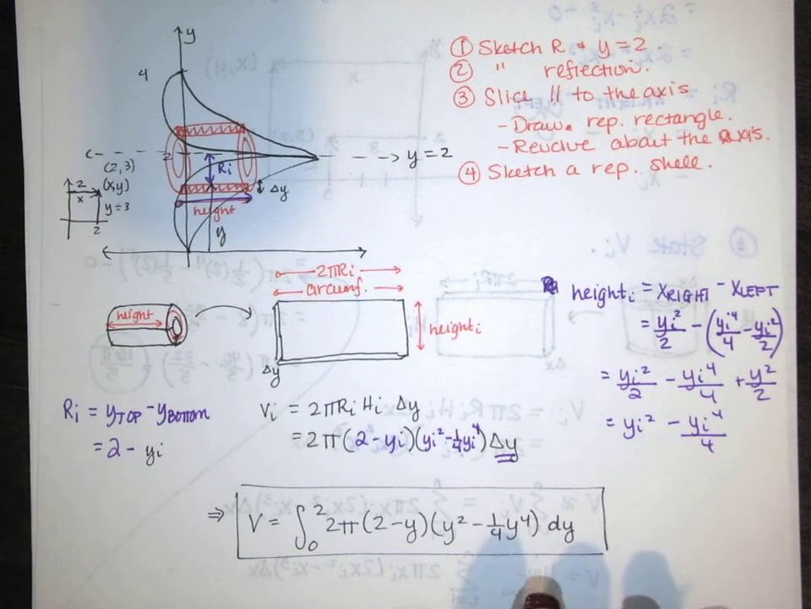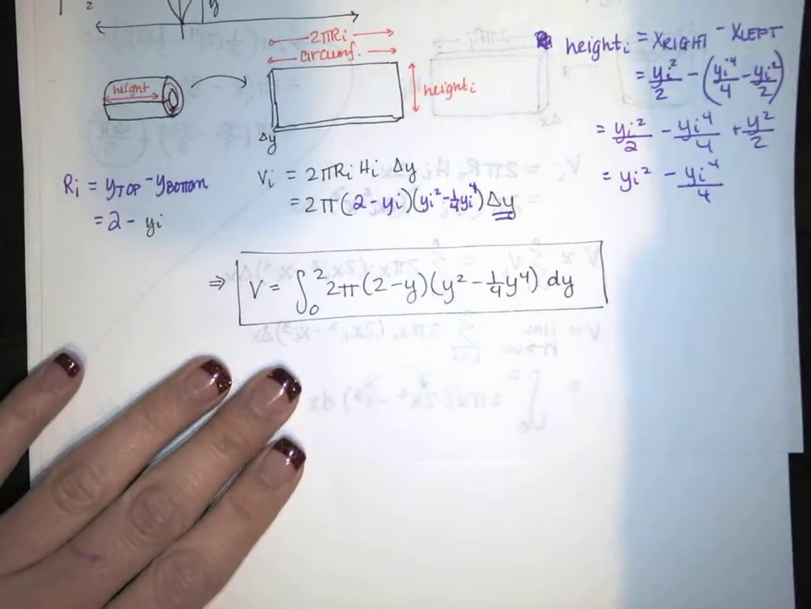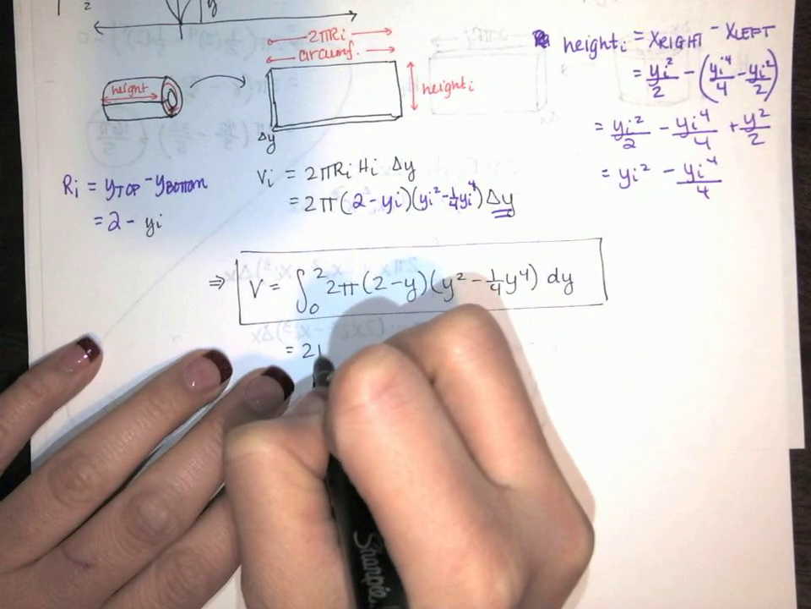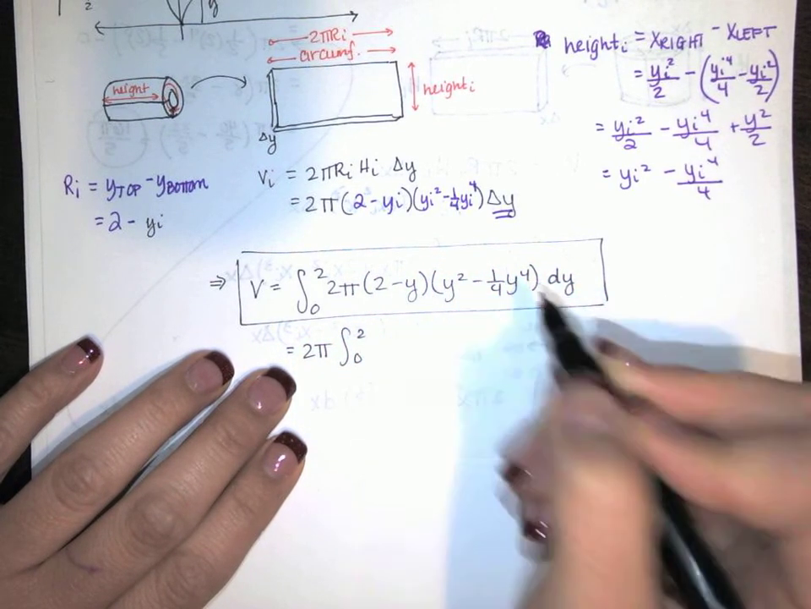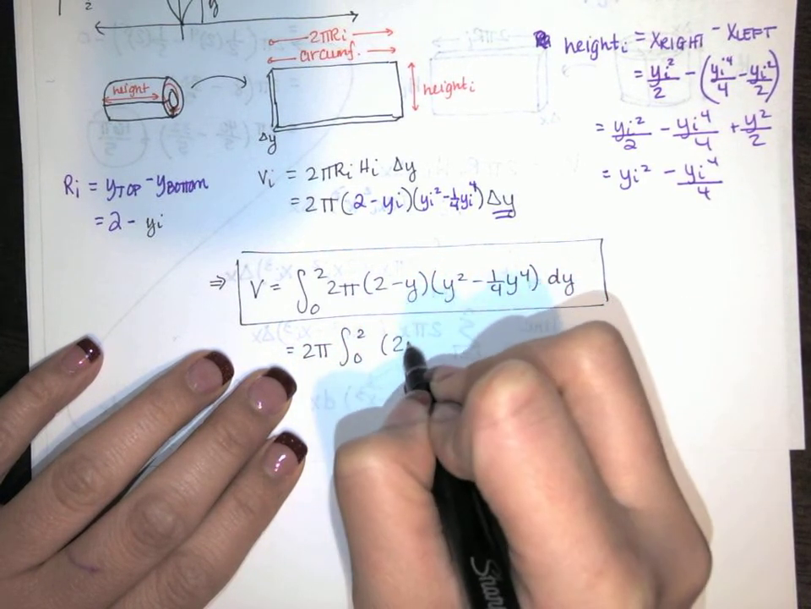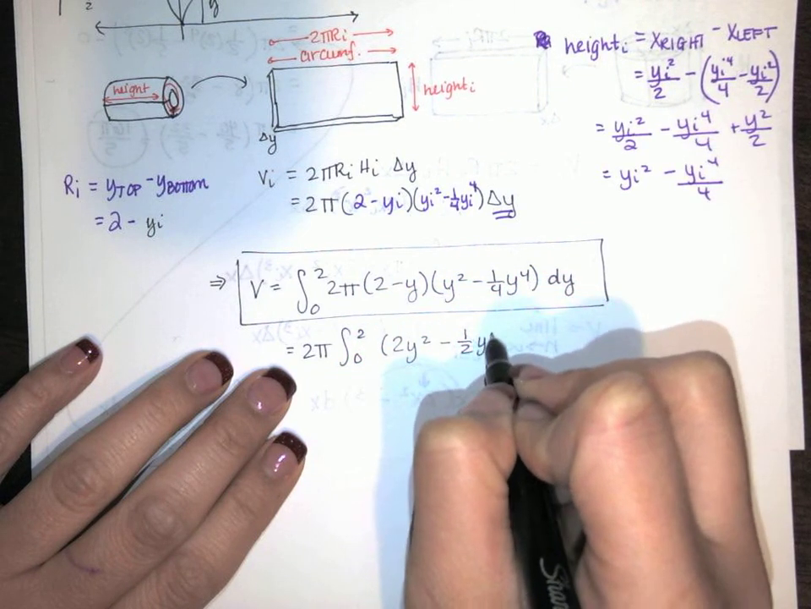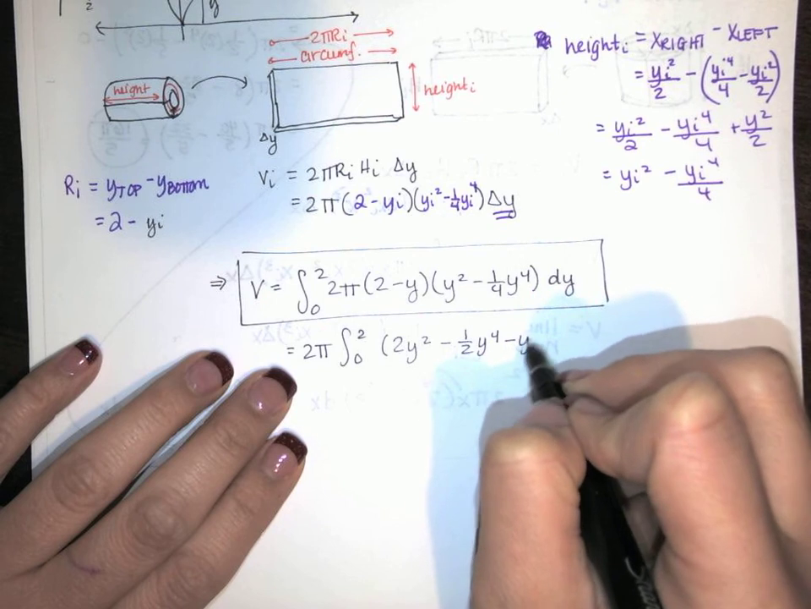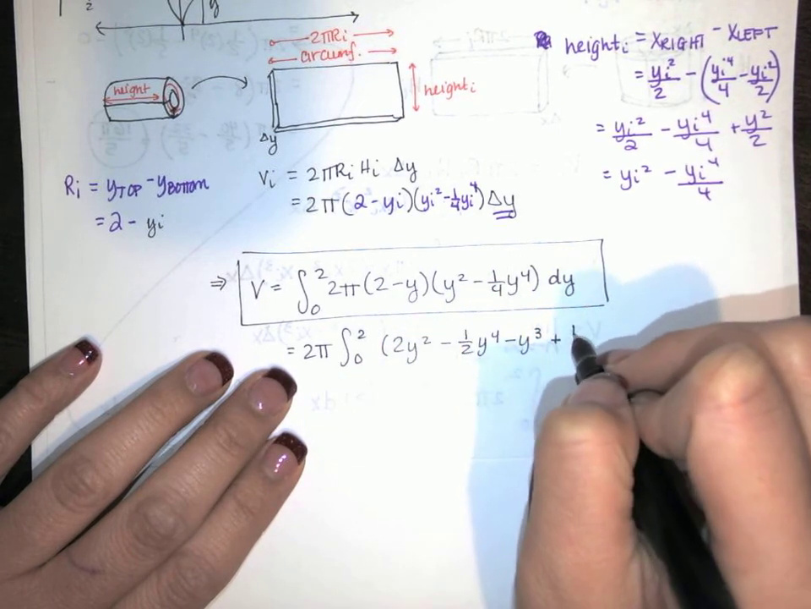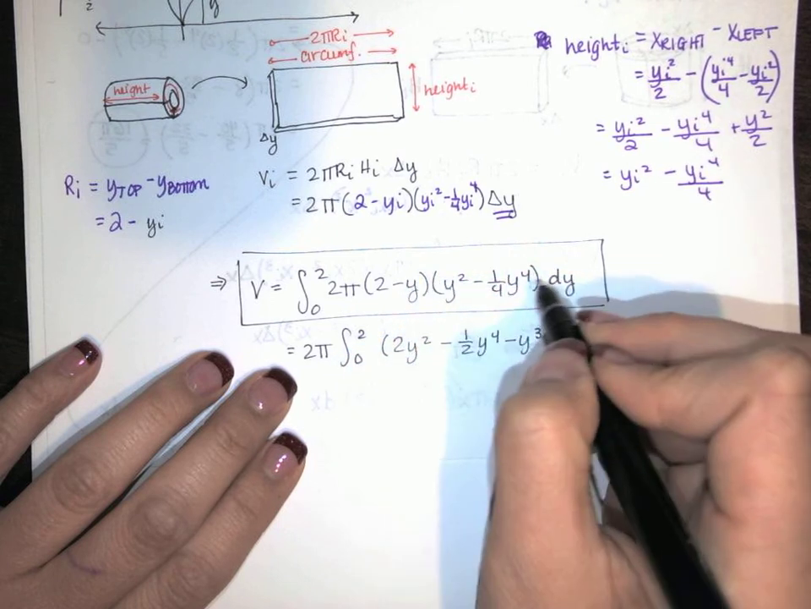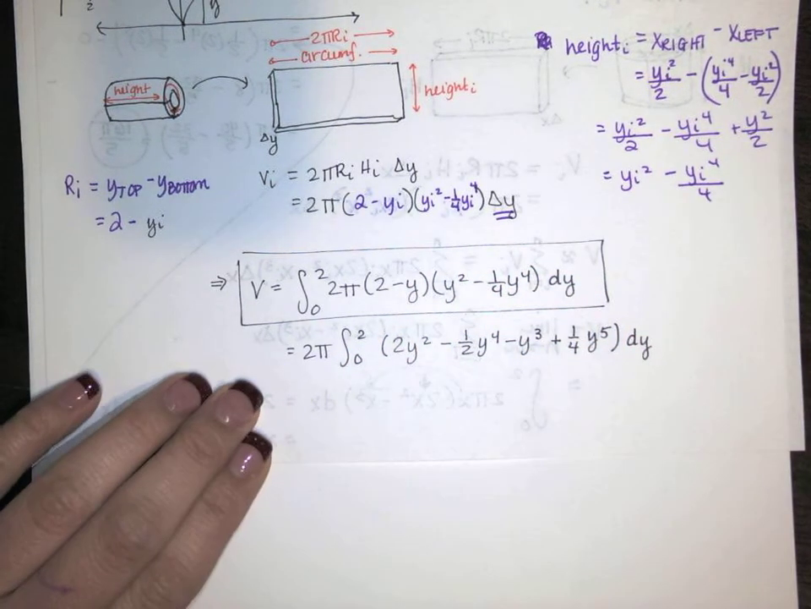Now, in order to evaluate this, I can't just take the integral of that and take the integral of that and multiply. It doesn't work that way. There is no product rule for integrals. What you've got to do instead is factor out that 2 pi and then distribute 2 minus y times that quantity. First times first is 2y squared. Outer times outer, it's going to be negative 1/2 y to the 4th. Inner times inner is negative y cubed. And last times last, that's a negative times a negative, that's a positive 1/4 y to the 1st times y to the 4th, add the exponents, it's y to the 5th, dy.